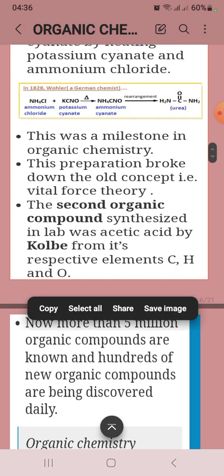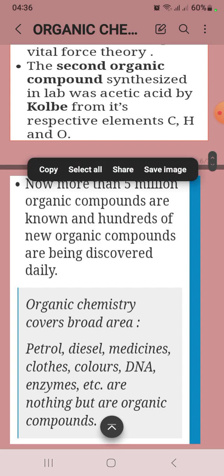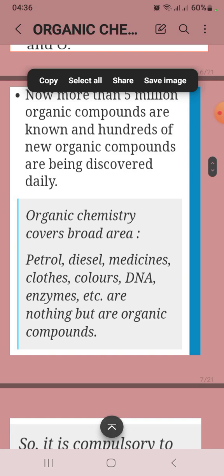The second organic compound that was synthesized in the lab was acetic acid, and it was prepared by the scientist Kolbe. Now, more than 5 million organic compounds are known, and hundreds of new organic compounds are being synthesized in the lab. These organic compounds include carbohydrates, proteins, lipids, enzymes, vitamins, drugs, pharmaceutical products, fertilizers, pesticides, dyes, synthetic rubber, plastic, artificial fiber, and many polymers and other things.